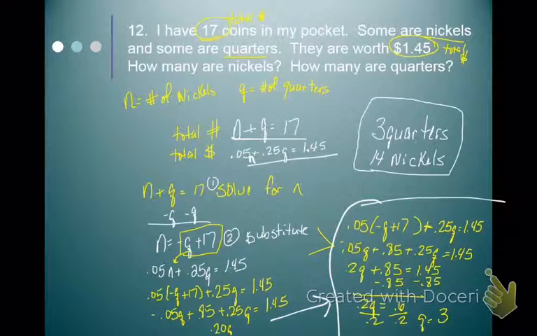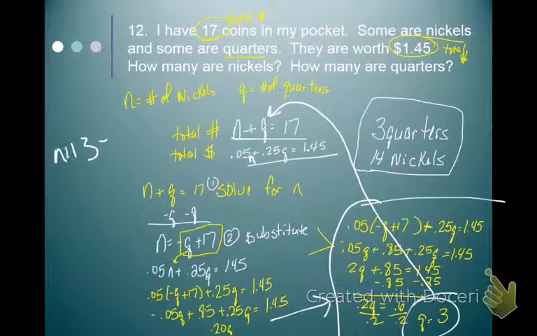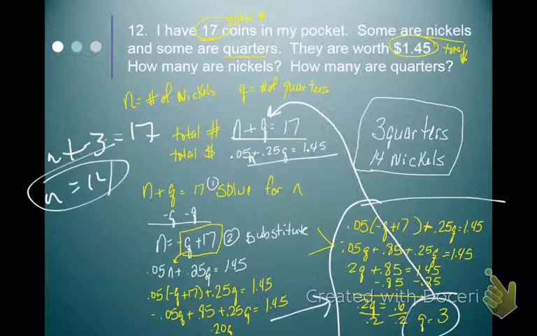Right? So since Q is 3, again, we would take this, substitute it back up into this Q. And so we have N plus 3 equals 17. We'd subtract 3 from both sides. And so N would be 14. Okay? So, looks like we've got 3 quarters, 14 nickels. Of course, again, you're going to want to plug that into both equations, make sure that they're true. And then you'll know for sure that you did the problem correctly.